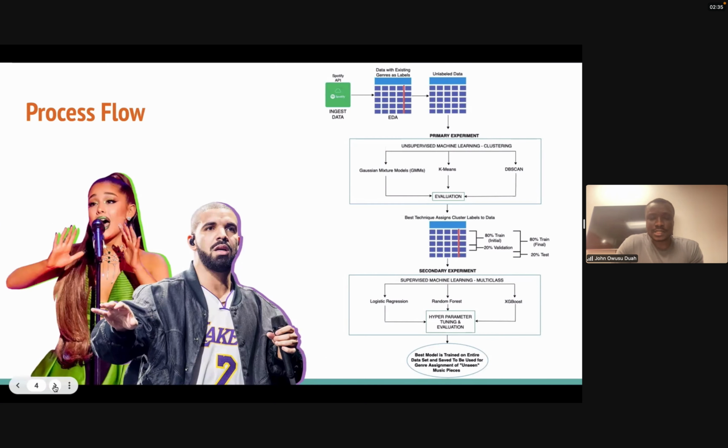This is the flowchart of our process. Our primary experiment, where the value of our study lies, is in finding an unsupervised model that clearly separates music according to the technical attributes into clusters. A secondary experiment would be to identify a supervised machine learning model that will be a discriminating agent that will make predictions and classify new and unseen music.